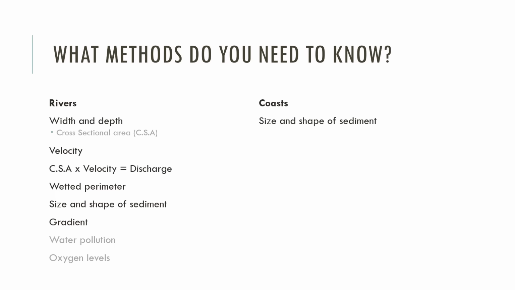Now for coasts, you need to calculate the size and shape of sediments, the amount of material, vegetation, and animals within an area, the wave frequency, and the beach profile. So perhaps the physical geography ones carry the most and are perhaps the hardest to know because there is a lot more equipment and it's very specific to that particular investigation.